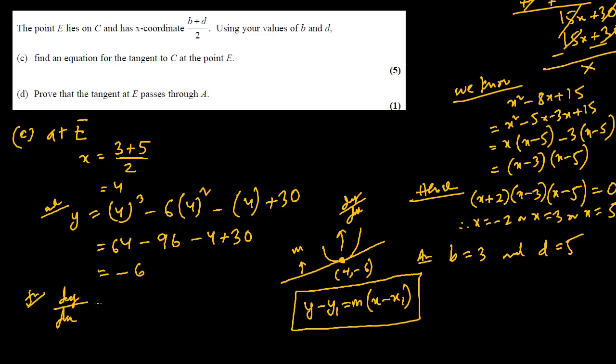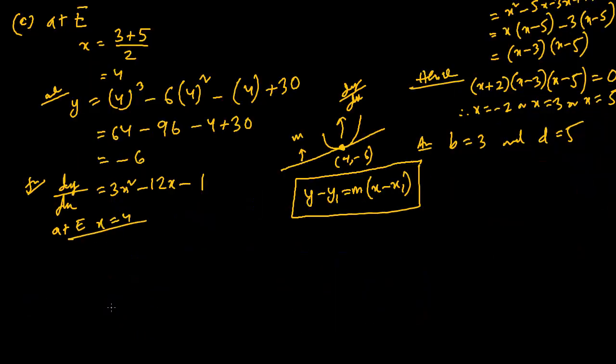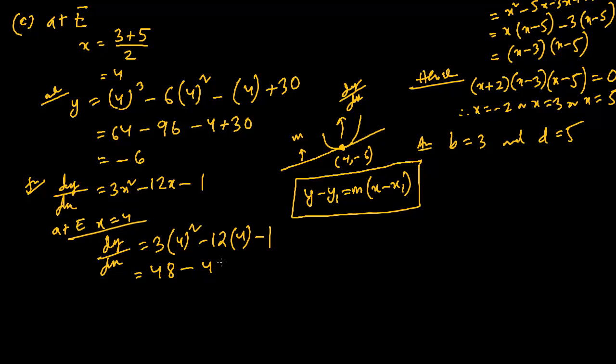So let me write the equation over here. y equals x cubed minus 6x squared minus x plus 30. If we differentiate this, dy by dx is 3x squared minus 12x minus 1, and the derivative of 30 is 0. At the point E, x equals 4, so the gradient of the curve dy by dx would be 3 times 4 squared minus 12 times 4 minus 1. This would be 16 times 3 is 48, minus 12 fours are 48, minus 1. So the gradient is minus 1.